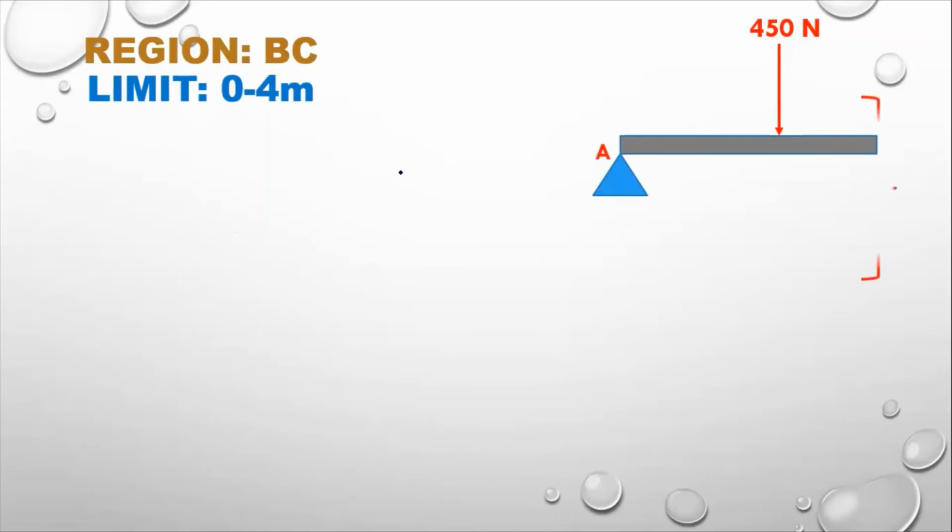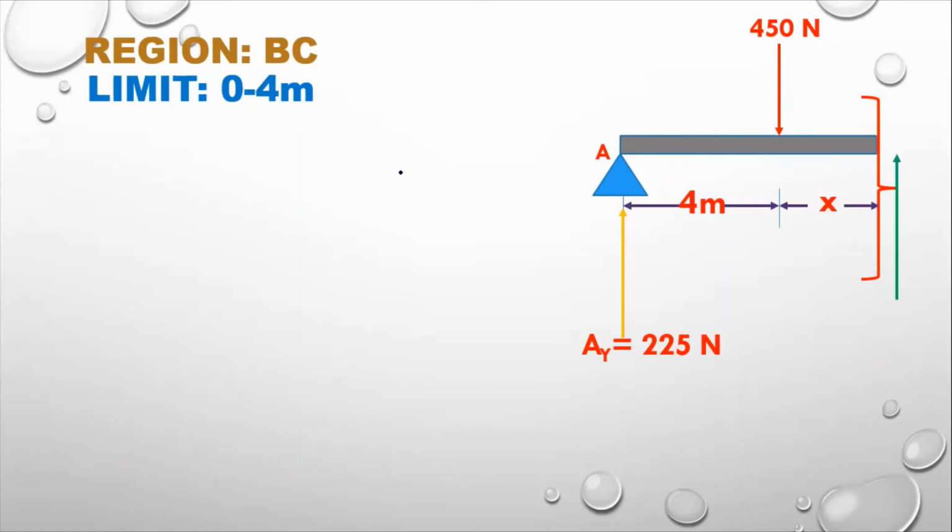This is point A, then this is the section cut, and then this is the support reaction, that is AY 225 Newton. This should be 4 meter, and from B onwards it will be X. This will be X, and obviously there should be point B as well. Let me write over here, there must be shear force and bending moment, and this will be point B.